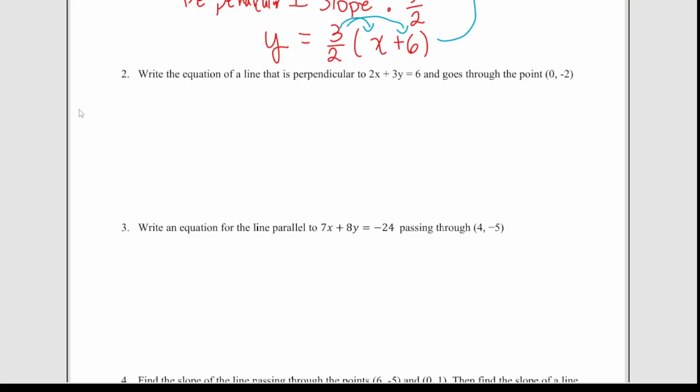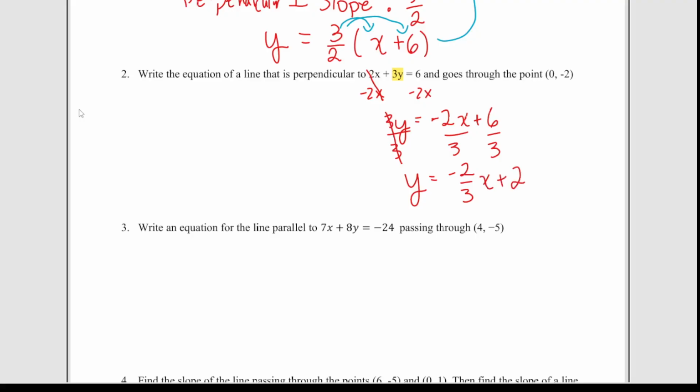So in particular, if our goal is to get y by itself, first I've got to move the x's to the other side. So I'm going to undo adding 2x by subtracting 2x on both sides. 2x minus 2x makes 0. I'm left with 3y is equal to -2x plus 6. Then as a last step, I'm going to want to divide by 3, divide by 3, divide by 3. So then I'm going to get y is equal to -2/3 x plus 2.